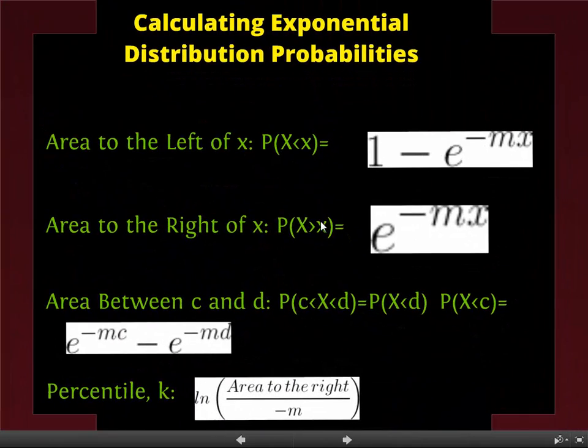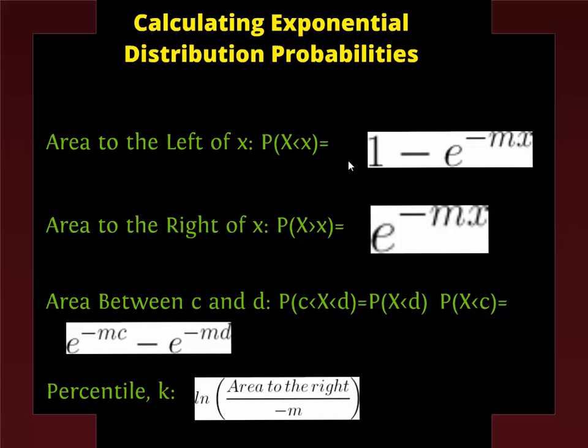Okay. And to calculate, here are our formulas. We're going to use 1 minus this e constant raised to the negative m times x. So that's to the left. To the right, it's just e to the negative m x. Okay, so that's how we find our areas. When we want to find between, we just subtract the two. We want to find between c and d, where c is less than d. We end up turning them around. We have e to the negative m c minus e to the negative m d.